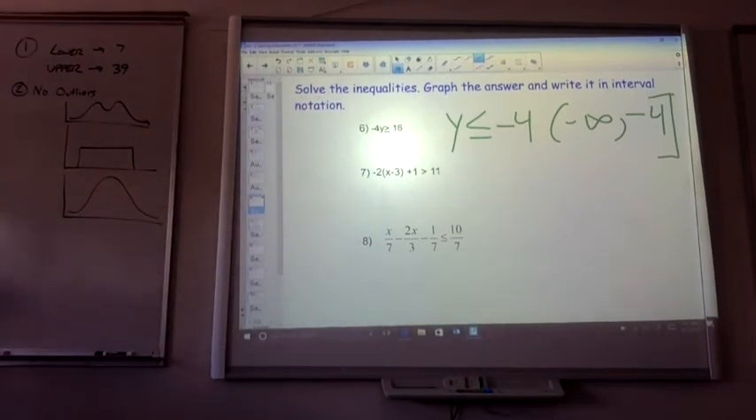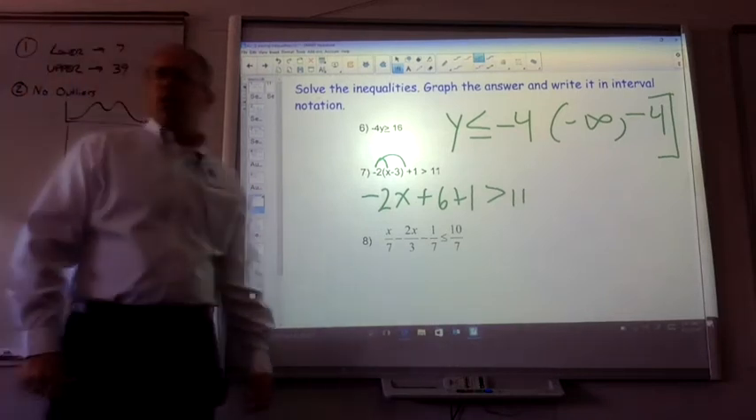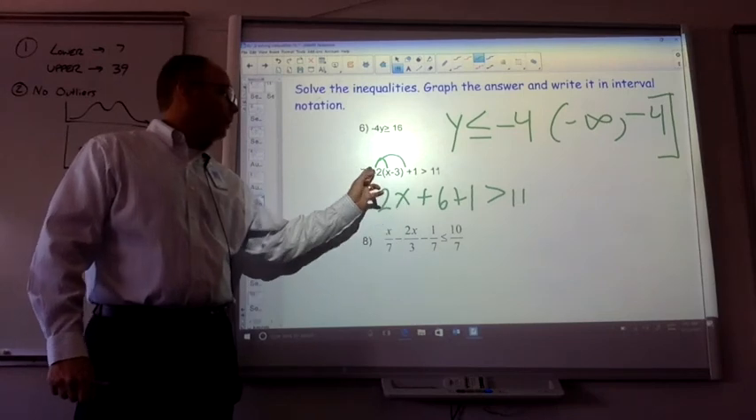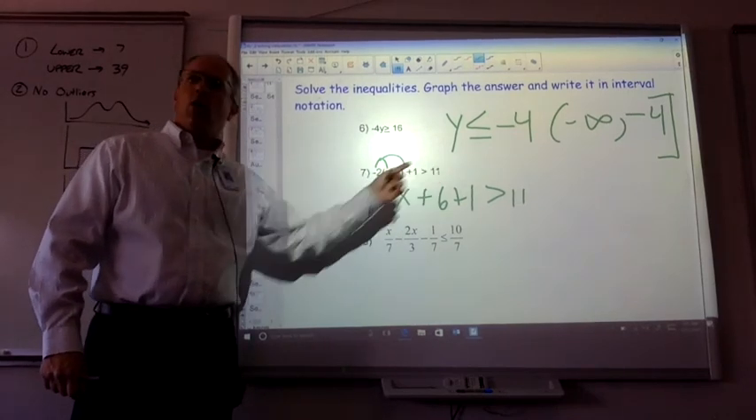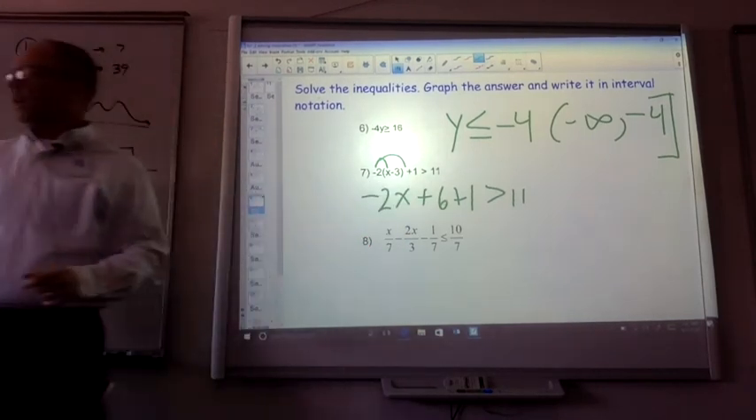Problem number 7. What seems obvious to start that out? Distribute what? Negative 2. So by me distributing negative 2 here and here, I get negative 2x plus 6 plus 1. It's still greater than 11. Yeah, but mister, you said if I multiply by a negative, I change the sign. Only when I'm solving for the variable. If I'm distributing, I'm not moving anything over there, am I? So the sign still stays as is. Okay, combine like terms.